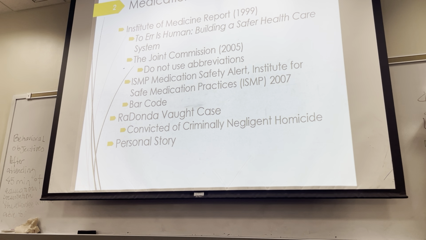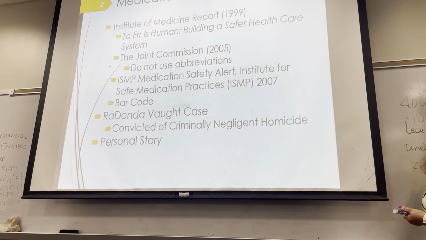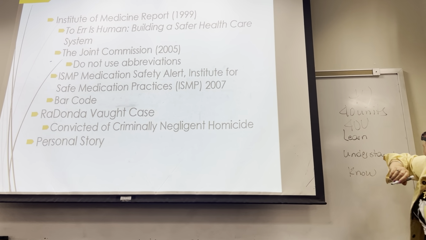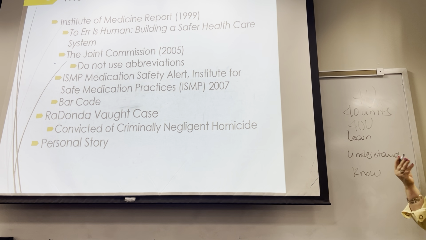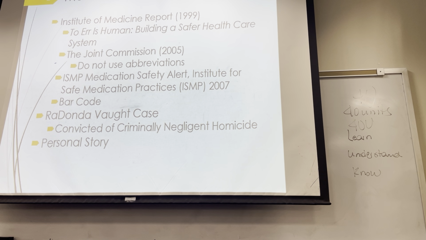If you write 40 like this, does that make sense? Sometimes it looks like 400, or four units, if you write it like this. Is this 4 units or 40? Is that clear? So for that reason, the Joint Commission is saying don't use abbreviations. Use the whole word. So that way there is less potential for mistakes.